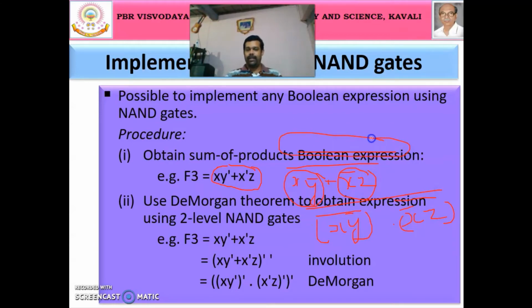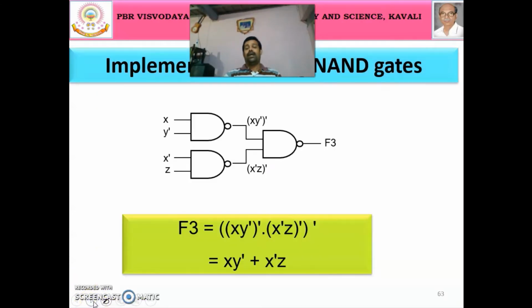Already you are having a bar. So we are complementing twice, that is involution. Then we are applying De Morgan's theorem and then we are implementing that using NAND gate. So our expression is x y bar plus x bar z.